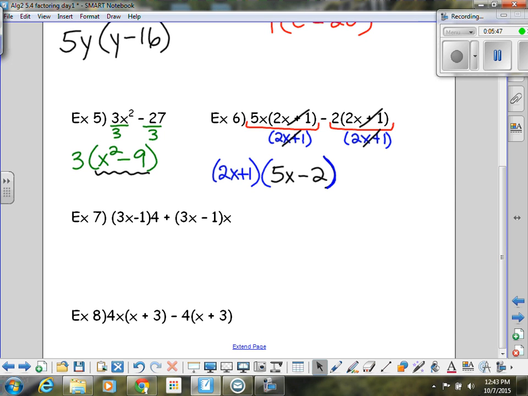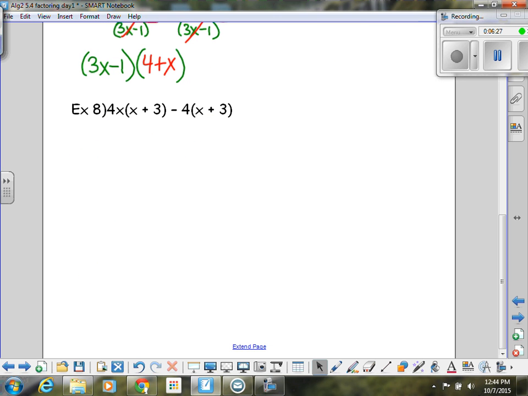I'm going to go on to the next one, example 7. This is very much like example 6. I have two terms. Each of them has a parenthesis in common, so I'm going to be dividing both of these by 3x minus 1. When I write this in factored form, 3x minus 1 is my common factor that goes in front of the parentheses. And then what's left over is what I get when I cancel the 3x minus 1. In the first one, I get just 4, and in the second one, I get just x. So that's what I get when I'm done factoring.